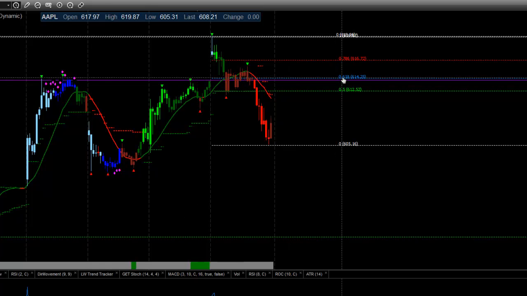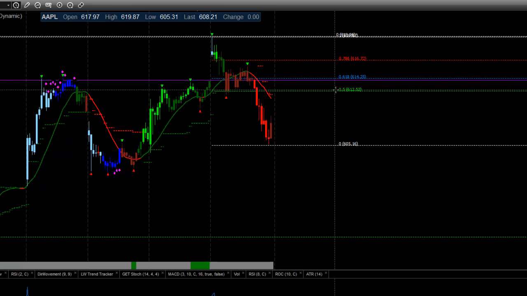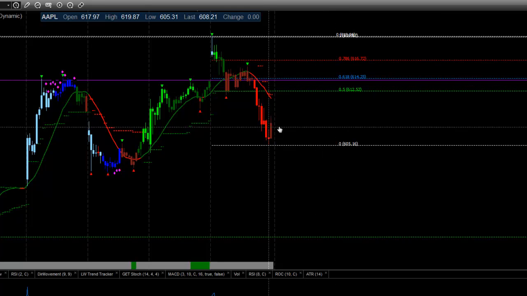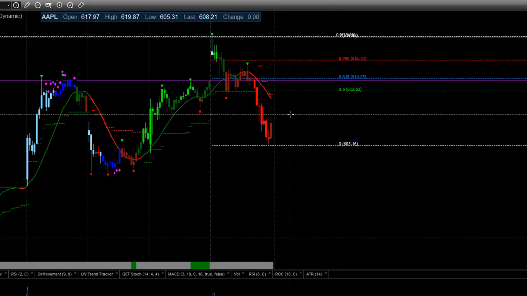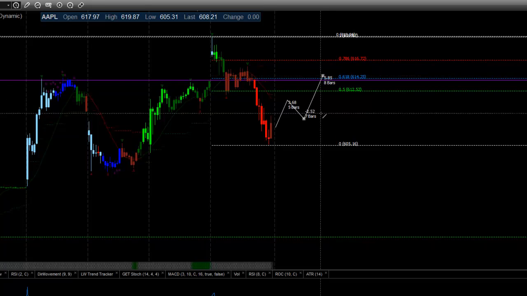So I would say that I'm going to be looking to short Apple once it gets above 612.52, especially if we have a proper structure. So I'm looking for price to do an A, B, C into that, and then to roll over.